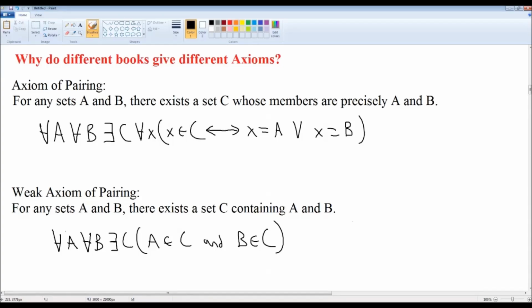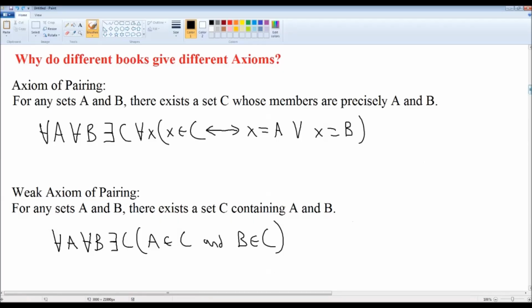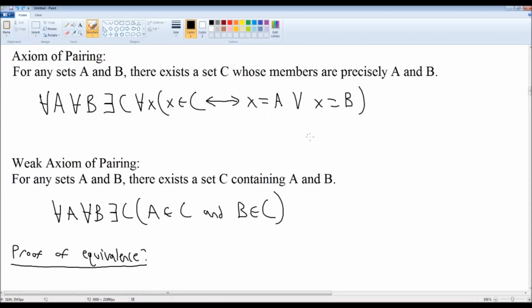So here's a question. If we were using a book and we took this to be our axiom of pairing, would we be able to prove the stronger version? And the answer is yes, we would, but we've got to use the axiom schema of comprehension to do it. So let's prove both versions are equivalent. Obviously, if there exists a set C whose members are precisely A and B, then there exists a set containing A and B. So obviously, this one's stronger than this one.